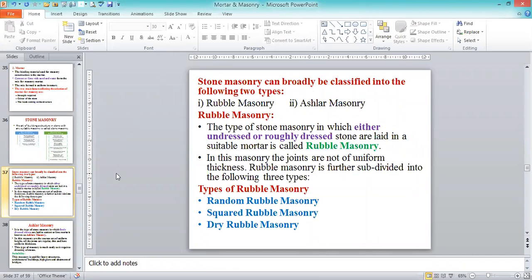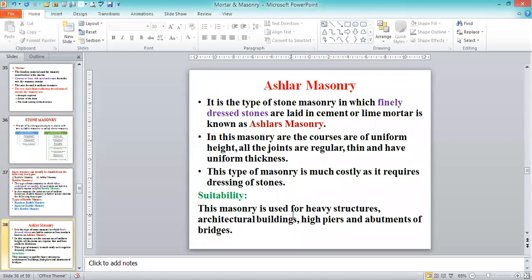So the RRM, random rubble masonry, square rubble masonry, and dry rubble masonry. And the other one I already told, ashlar masonry, is quite opposite to rubble masonry itself. In rubble masonry, we take the stone directly as it is and go for the construction of the masonry work.